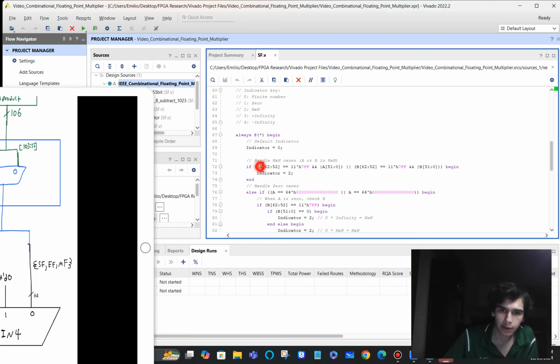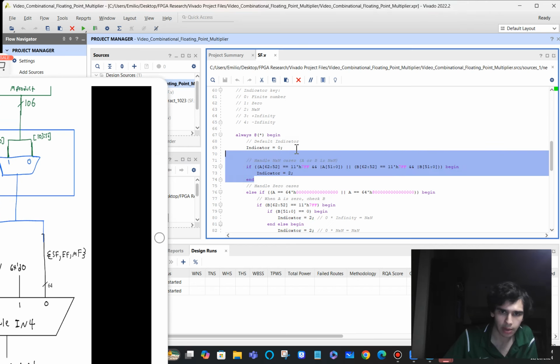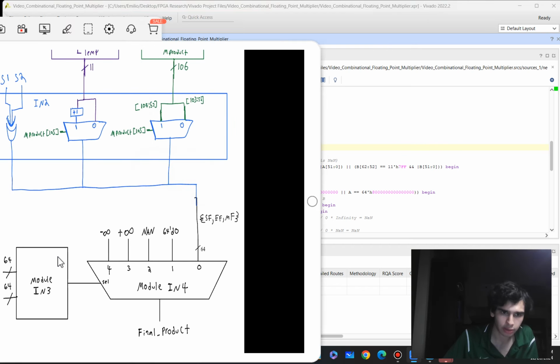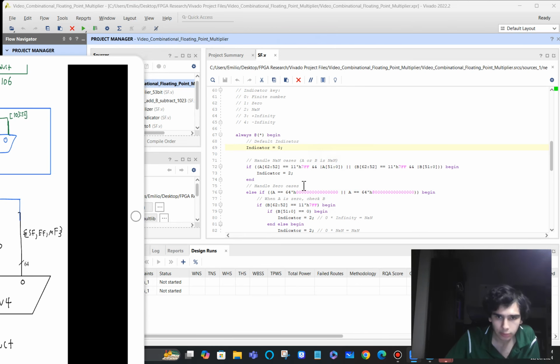So if A is NaN or B is NaN, then you're going to set the indicator to 2 no matter what. This first case handles what happens if A or B is not a number. We want to make the output of IN3 be 2, so then this mux can know to make the final product be the output of that.